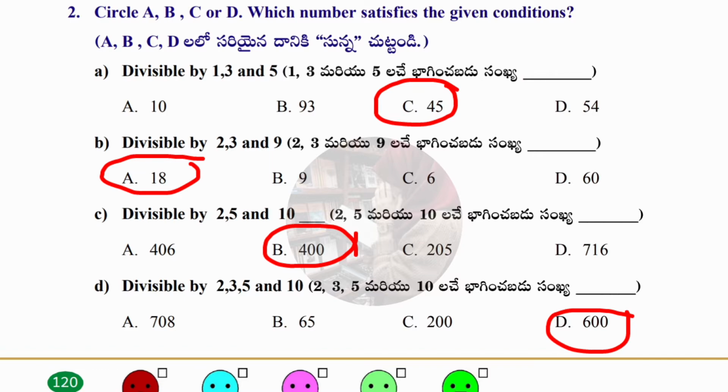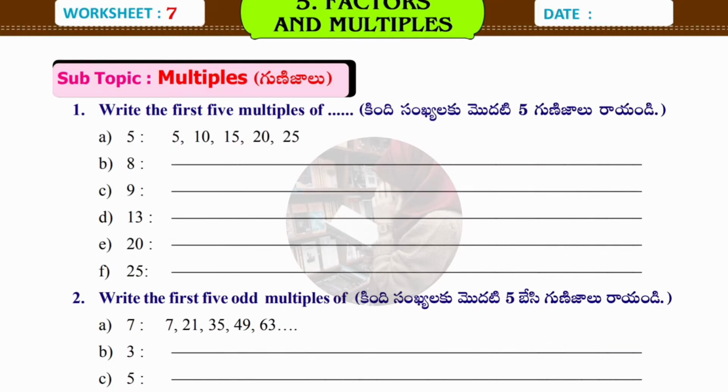Okay guys, now we'll move to the next worksheet, that is worksheet number 2. Here the subtopic is multiples. We have to write down the multiples of given numbers. So first Roman is write the first 5 multiples of the given numbers. Here 6 numbers are given. One is already done for you as an example. Okay, if you just see this, then you'll get an idea. You have to do the same for the rest of the numbers.